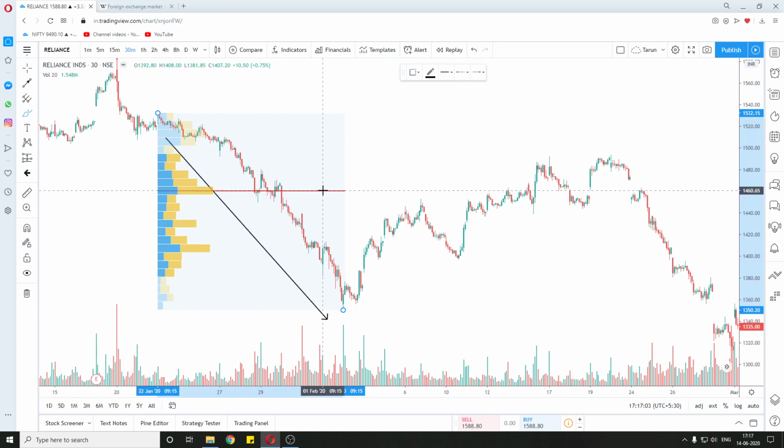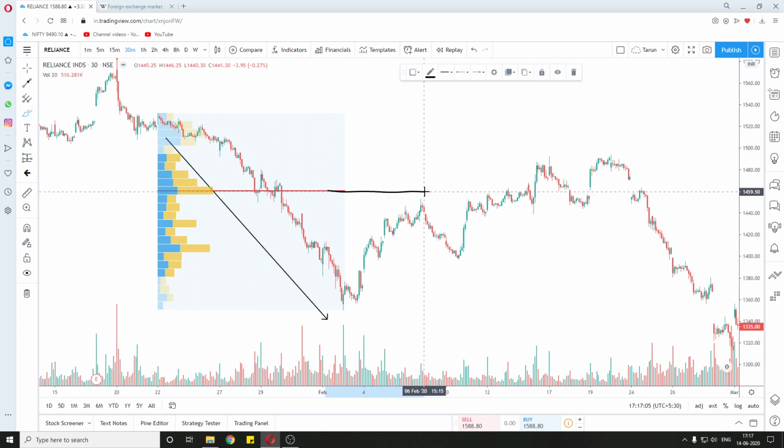So we see that at this particular price, the most amount of trading has happened. This volume bar ranges from this area to this area. So the price touched this level and went back.